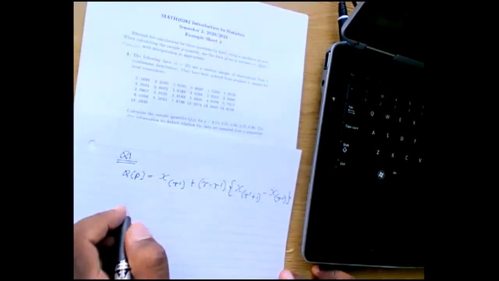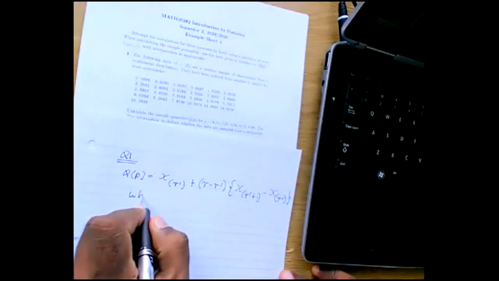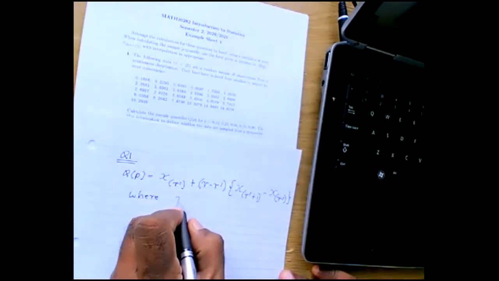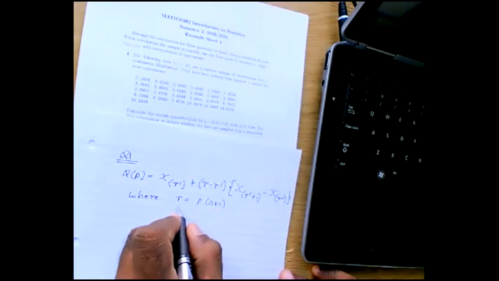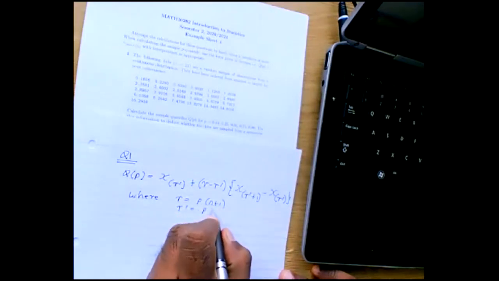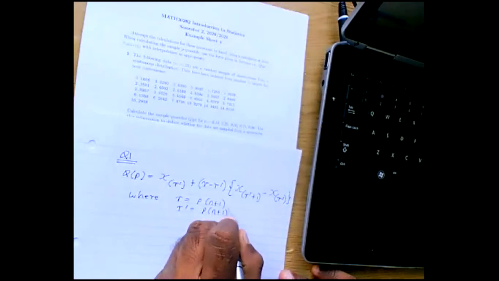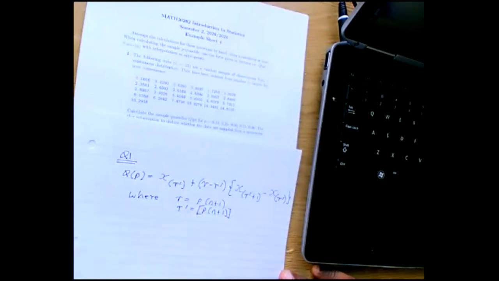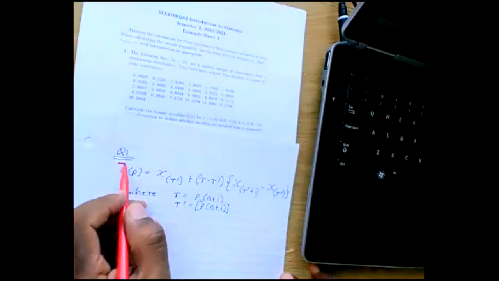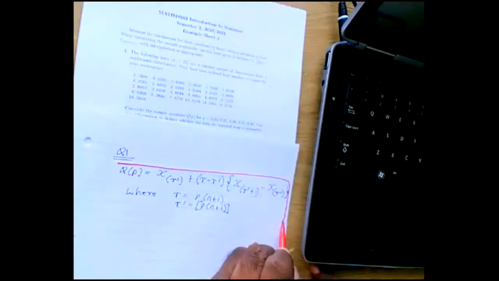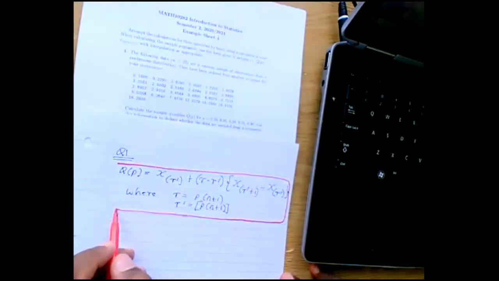Do you guys remember this or not? Where R is equal to P times (n plus 1), and R prime is P times (n plus 1), the integer part, right? Okay. So I'm going to use this formula to do question 1.